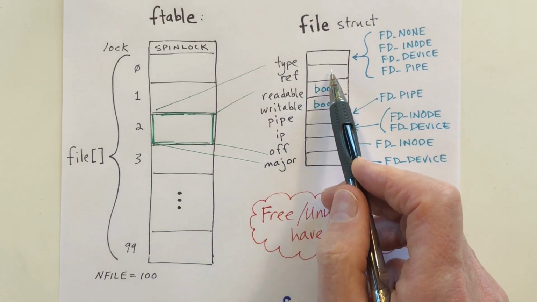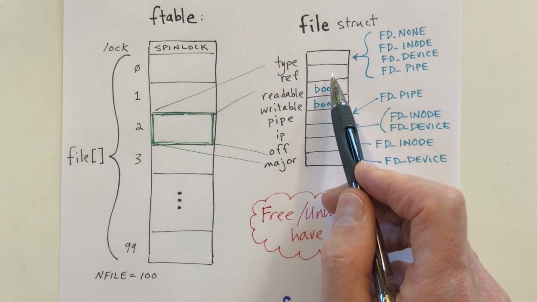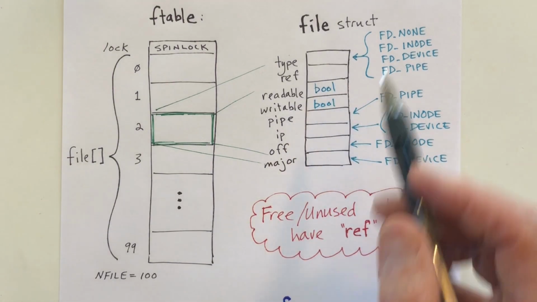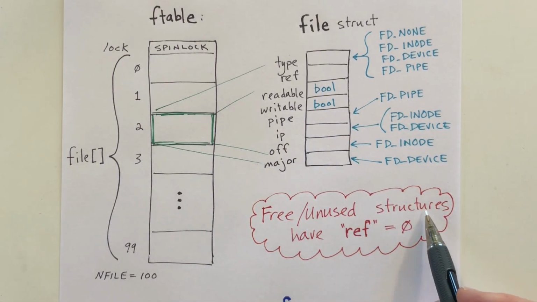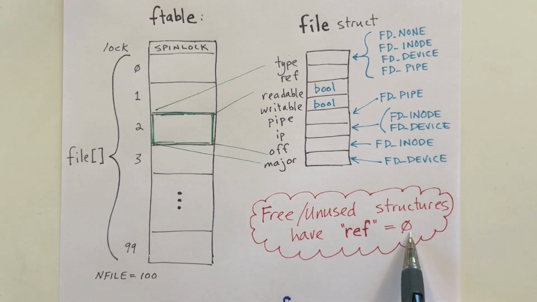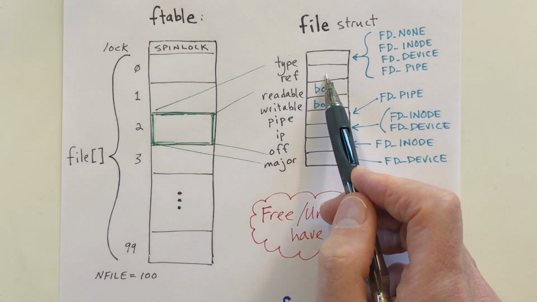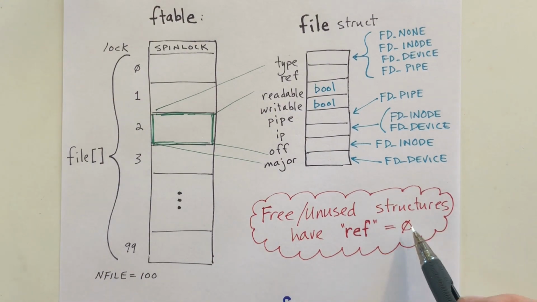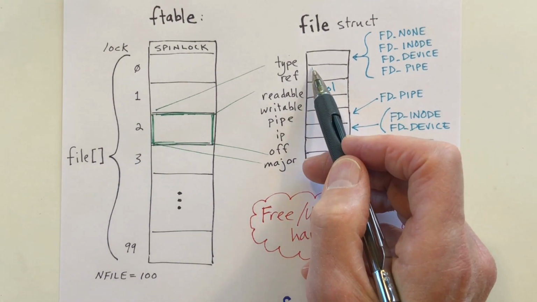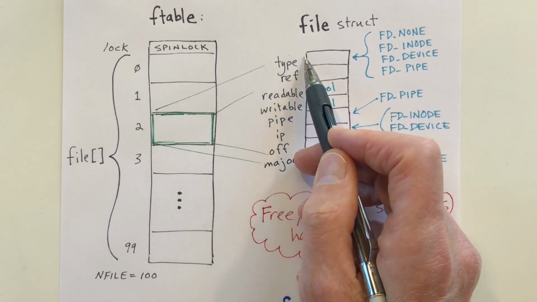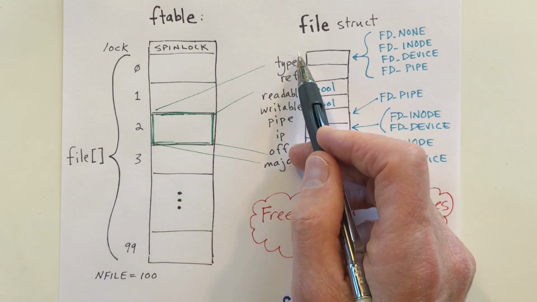The reference count tells whether the structure is in use or not. If a structure is free and unused and available for future use, then the reference count will be 0. On the other hand, if it's in use, then the reference count will be 1 or greater. So the reference count keeps track of how many pointers are pointing to this file structure.